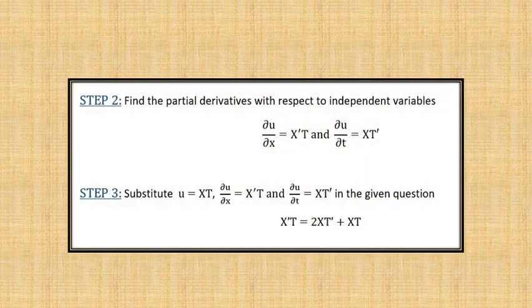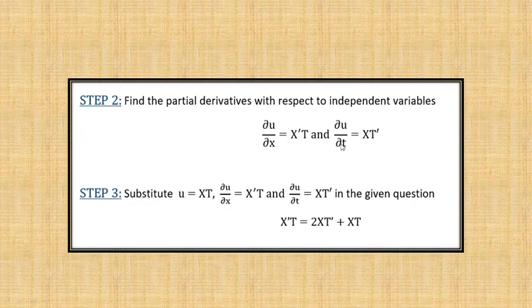Now in step 2, we find the partial derivatives of u with respect to x and with respect to t. While I differentiate u partially with respect to x, we know that capital T is purely a function of t. Hence it can be treated as a constant. Therefore the partial derivative becomes capital T into derivative of X with respect to small x, which can be represented as capital X dash, or derivative of capital X with respect to small x.